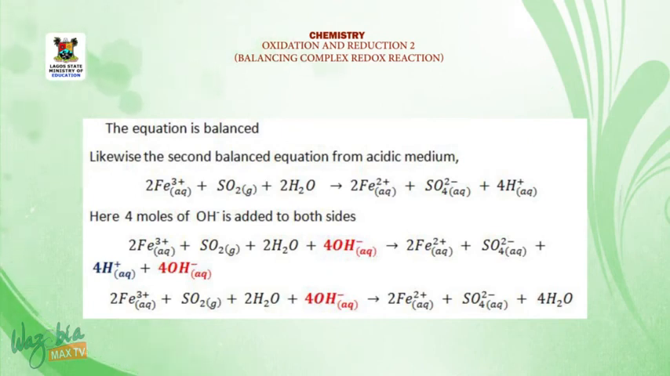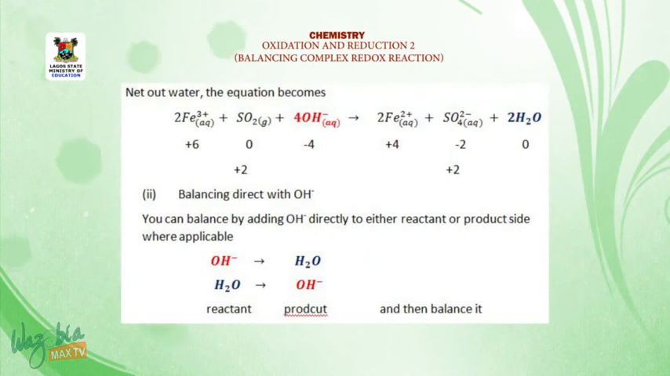2Fe3+ plus SO2 plus 2 moles of water plus 4 OH minus to give us 2Fe2+ plus SO4 2 minus plus 4 moles of water. So we net out the water, and the balanced equation becomes 2Fe3+ plus SO2 plus 4 OH minus to give us 2Fe2+ plus SO4 2 minus plus 2 moles of water.